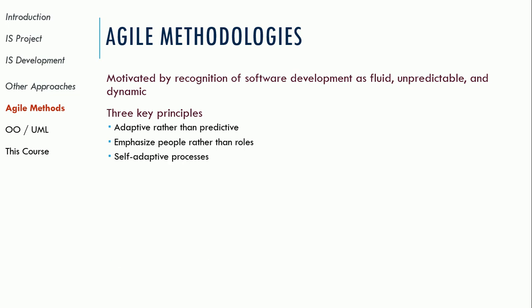Now, what do we mean by adaptive rather than predictive? The SDLC is by its nature a predictive methodology, meaning that we try to predict what the needs are of our users. So before we start developing the system, we ask our users what their needs are, and how they want it to work. And then based on what they tell us, based on what our analysis reveals, then we do the design, and then we code it, and we build it, or we buy it, or whatever it is we're going to do.